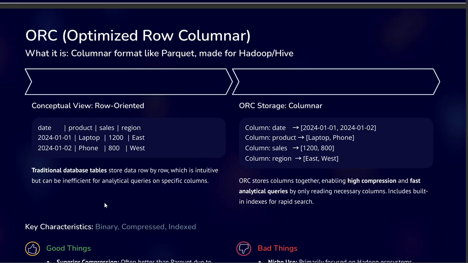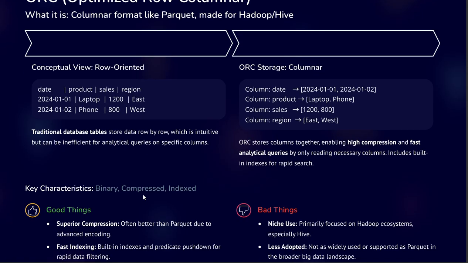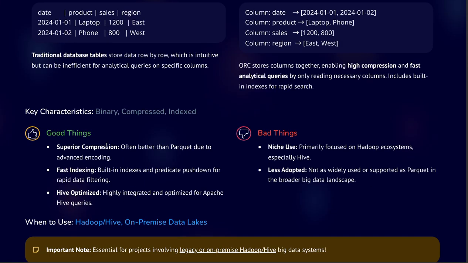You can see this conceptual view of row-oriented data like date, product, sales, region. But in ORC storage, it stores the column date, and then the column product, and so on. So ORC stores columns together, enabling high compression and fast analytics queries by only reading necessary columns, and includes built-in indexes for rapid search. And these are some good things and bad things, like less adopted.